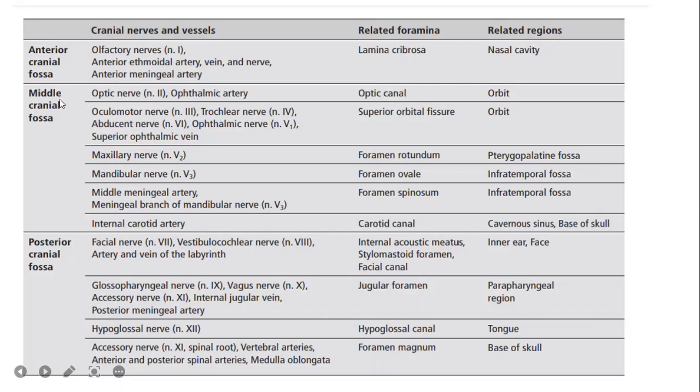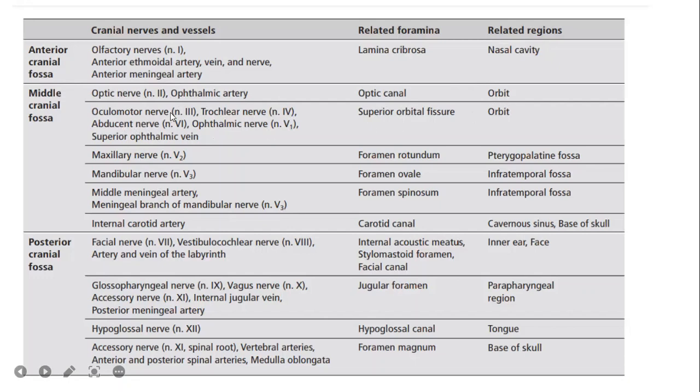In the middle cranial fossa, we have the majority of the vessels and nerves, including the optic nerve, which is nerve number 2, and the ophthalmic artery. The related foramen is the optic canal, and the related region is the orbit.